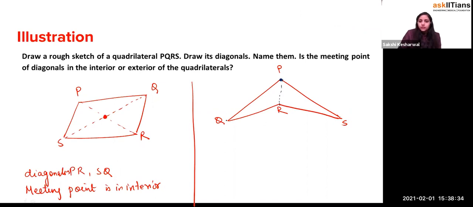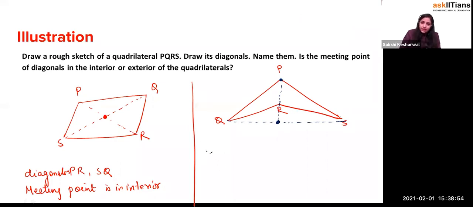Now let's take the sides QP and SR, right? So Q and S are what? Adjacent sides. For PQRS, its diagonal will be what, beta? QS or not? Yes or no? If you give a close observation, they are going to meet where? In the exterior or not?